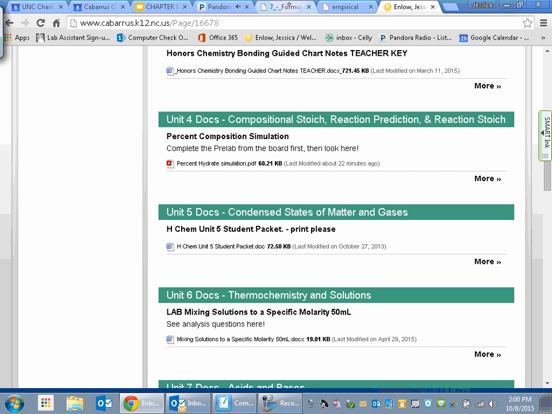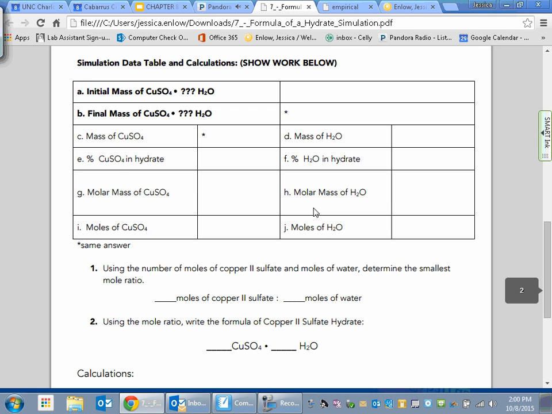It looks like this on the data table. The data table specifically is what I need from you. Okay, I'll ask for you to be done by Monday. I expect you to finish most of the data collection part today because it's just a simulation.